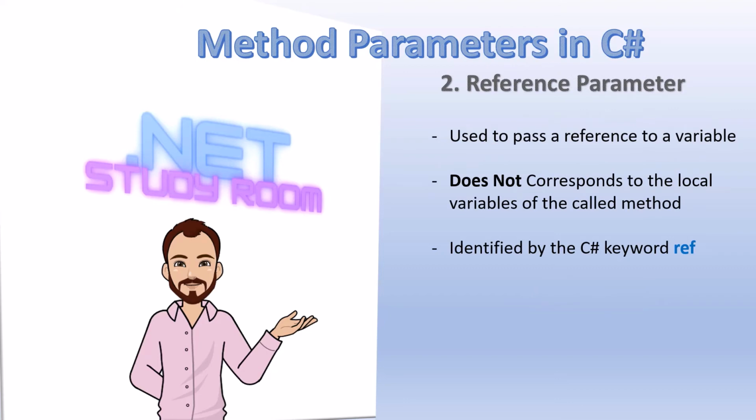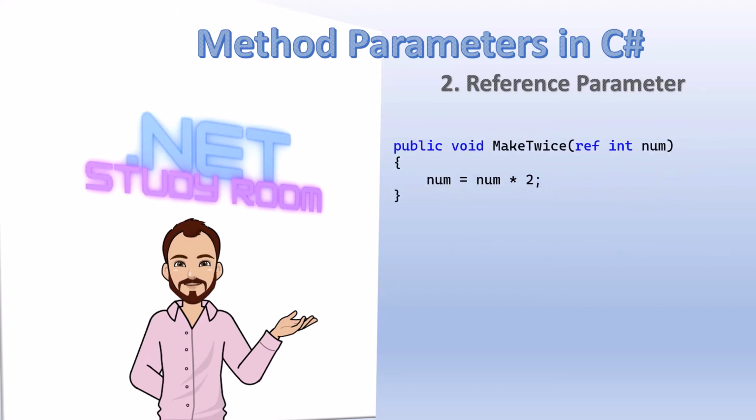Now we will move to the reference parameters. This type of parameter is used to pass the reference to an existing variable, instead of passing the actual value of that variable. The reference parameter is identified by the C# keyword, ref. For example, we have a method, make twice. It takes one parameter of int type, and returns void. The parameter number, of type int, is preceded with the ref keyword.